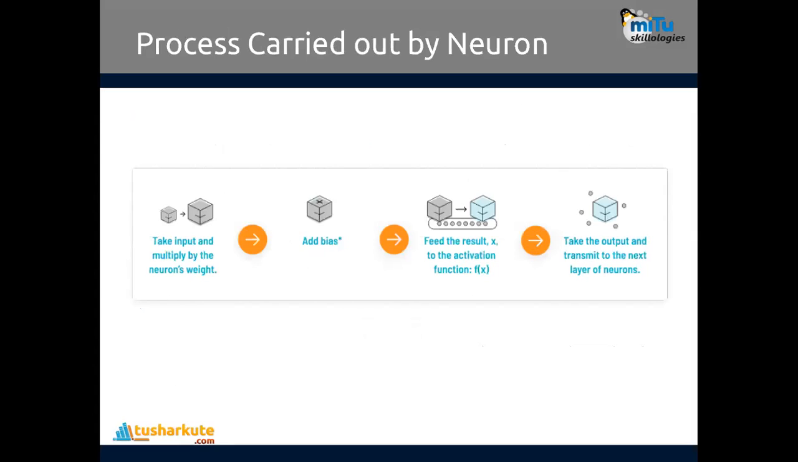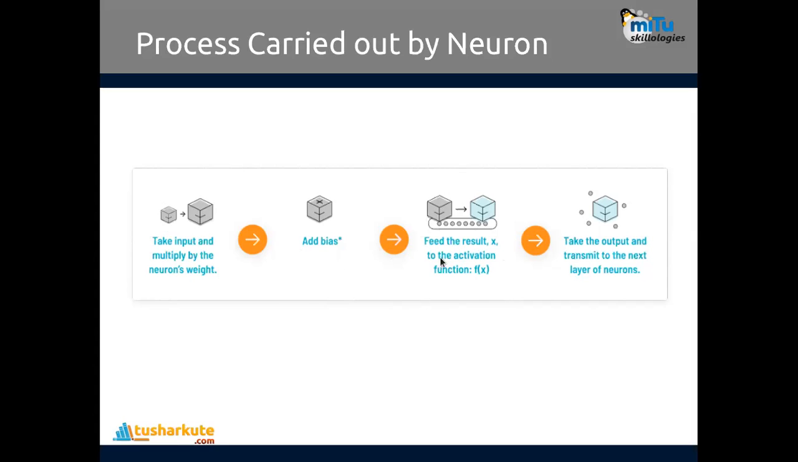Now, the processes carried out by the neuron. How exactly does the activation function perform it? It takes the input, multiplies it by the neuron's weight, then adds the bias. These things we have seen. First step over, second step is over. The next step in an MLP is to feed the result x to the activation function f of x. Whatever result is generated by multiplying the weights and adding the bias is passed to the activation function.